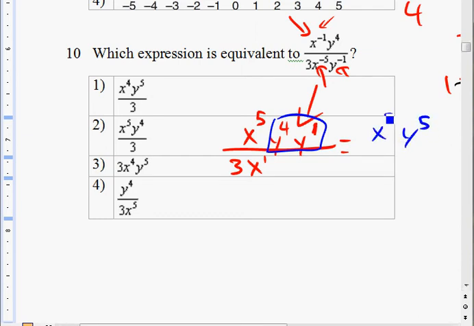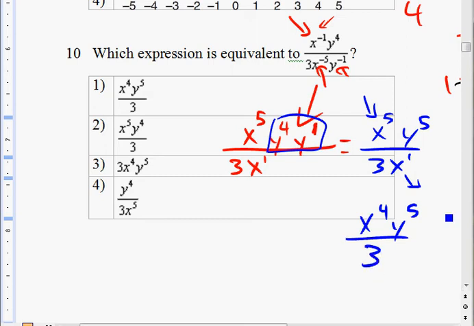And we also have x to the 5th divided by 3x to the 1st. When you divide x to the 5th and x to the 1st, you subtract the exponents. That's x to the 4th, y to the 5th, and 3 never went anywhere, so it stays on the bottom, and the answer here is choice 1.